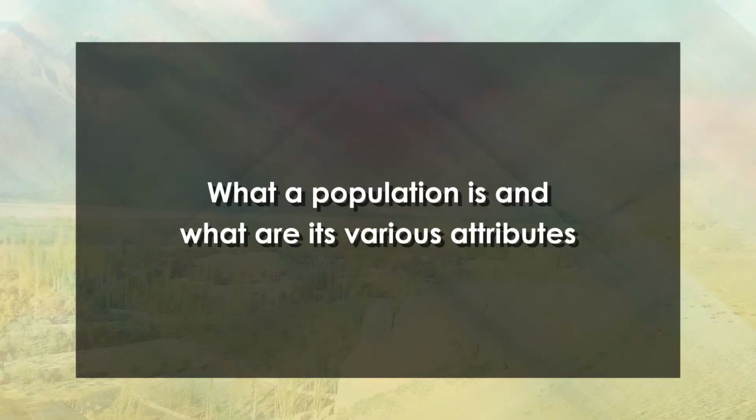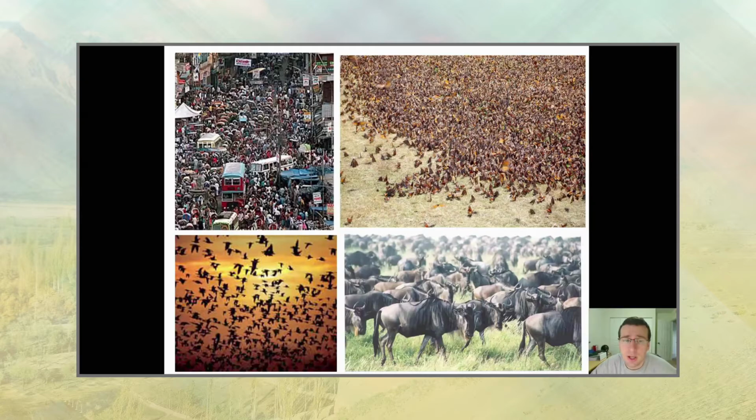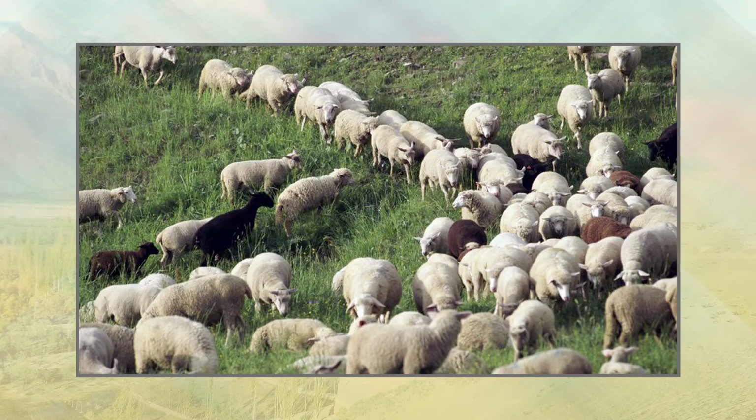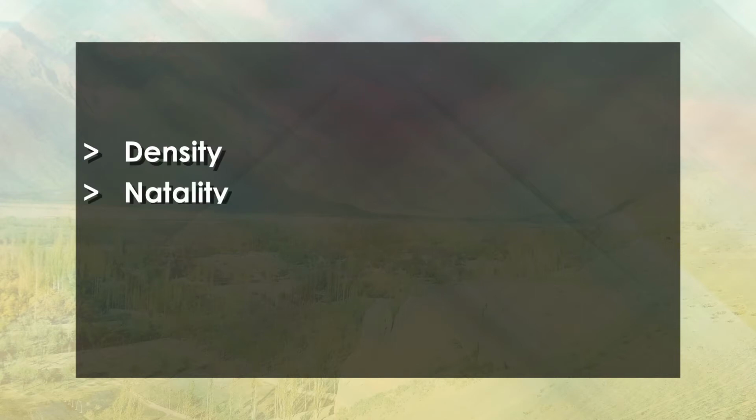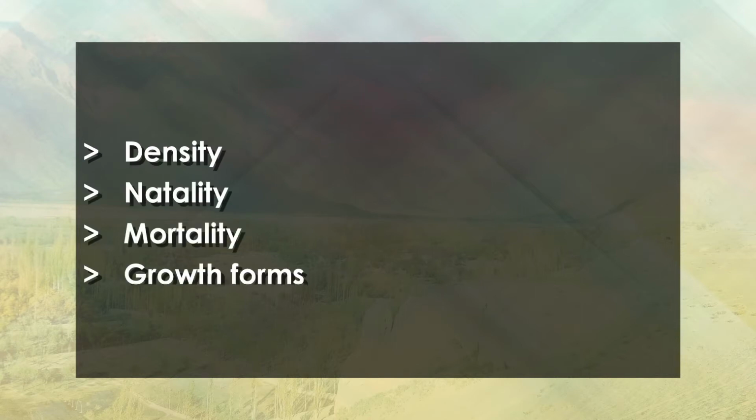First of all, let's see what a population is and what are its various attributes. A population can be defined as a group of interbreeding individuals occupying the same area at the same time. Every population has several characteristics or attributes such as density, natality, mortality, growth forms, etc. Now we will discuss them one by one.